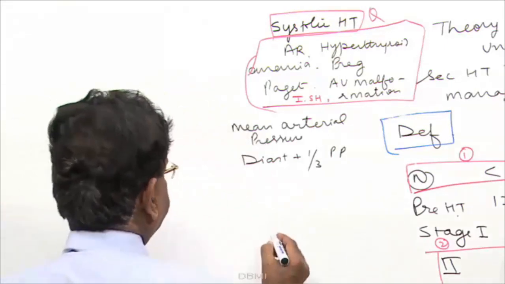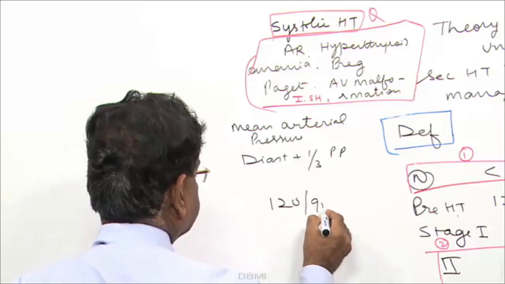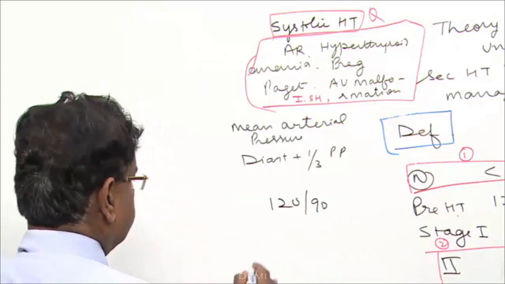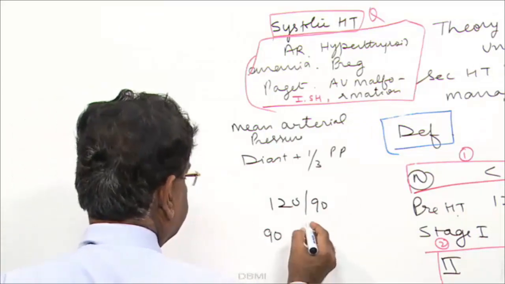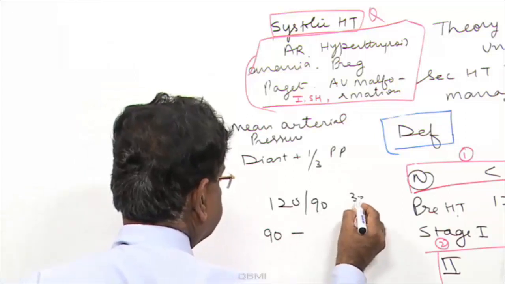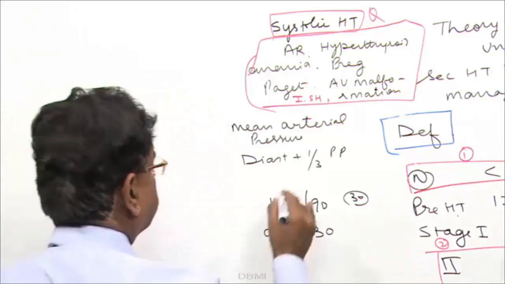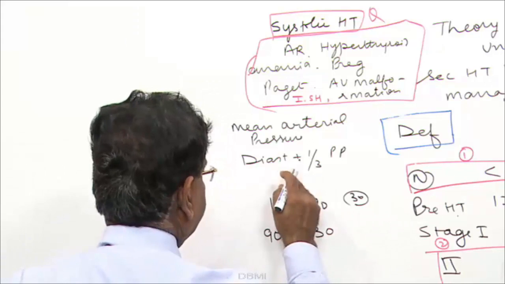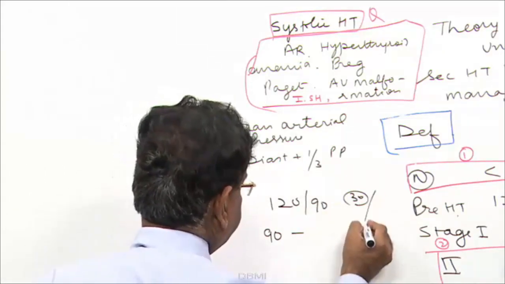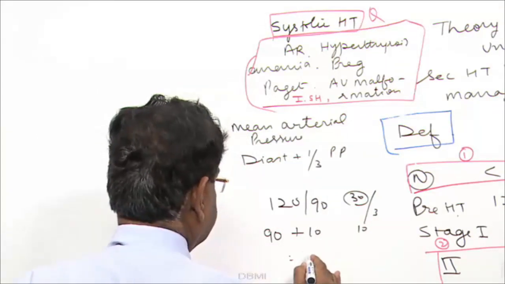Suppose I have one patient whose BP is 120 by 90. What will be the mean arterial pressure? So diastole is 90. And how much is the pulse pressure? 120 minus 90 is what? 30 is the pulse pressure. It's one third of the pulse pressure, one third of 30 will be 10. So mean arterial pressure will be 100.